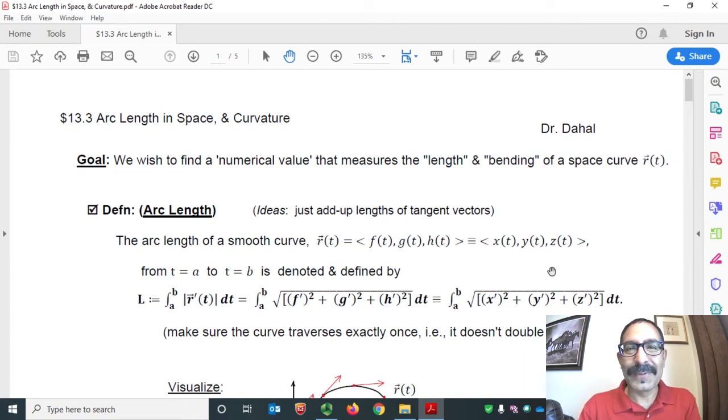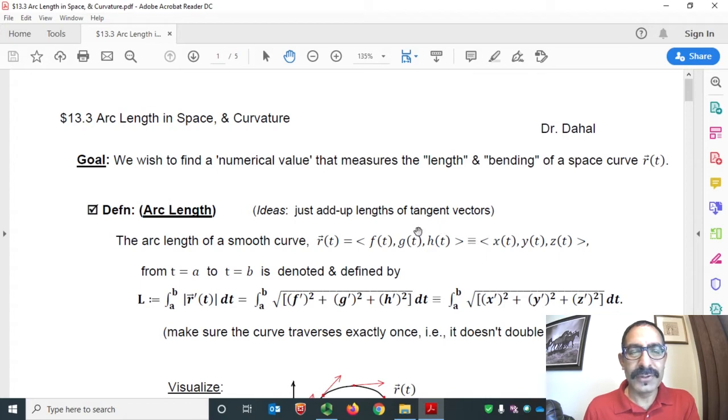In today's class, I'm going to cover arc length in space and the curvature. So let me start the class right away. First, our goal in this section is to find a numerical value that measures the length between 2 points along the curve and the bendingness of the space curve.